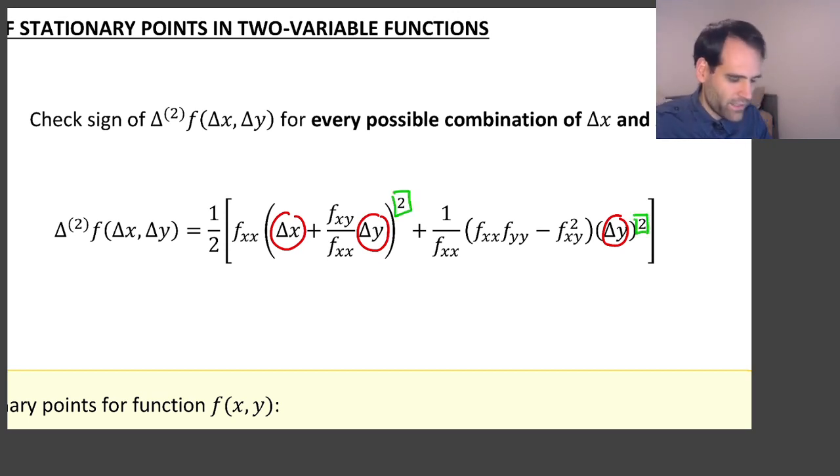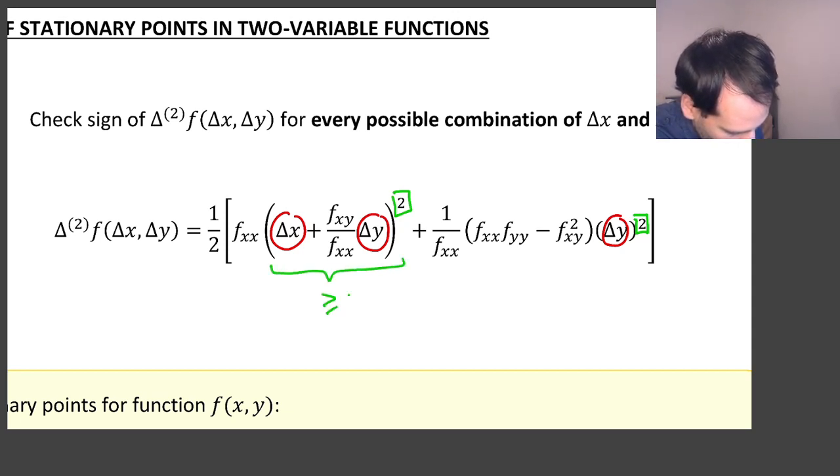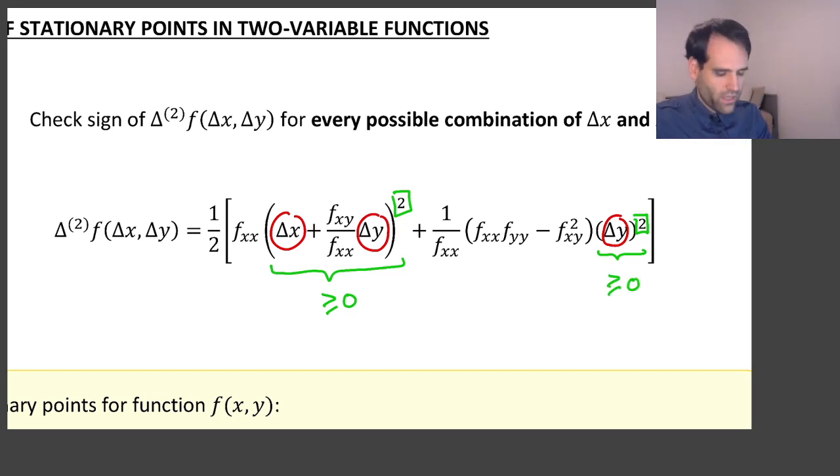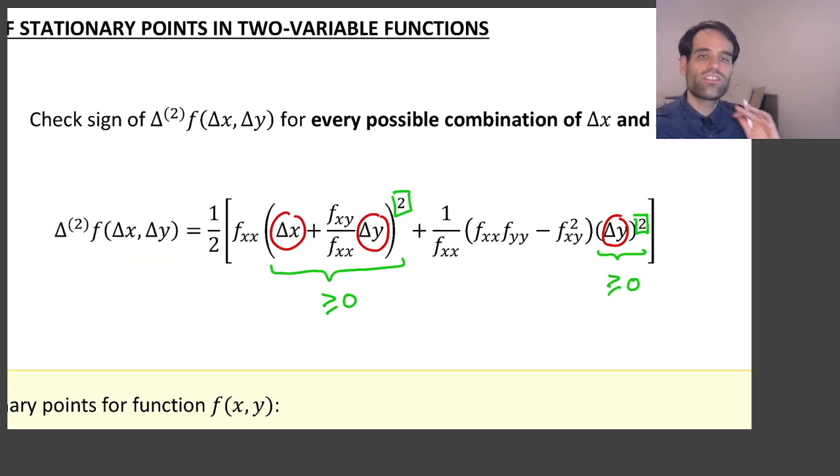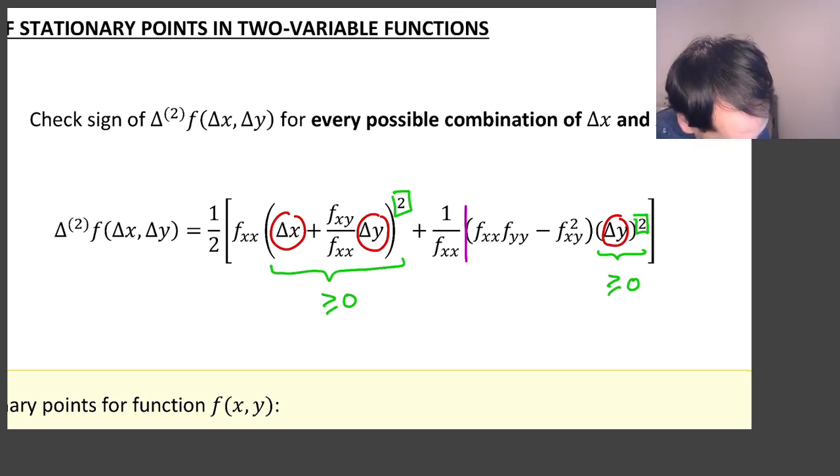which means that changing delta x and delta y, no matter how much we change it, we know that this is always going to be positive and this is always going to be positive. And therefore, to check if the sign of the second order term in the Taylor expansion can change sign or not, we can just look at this term here.